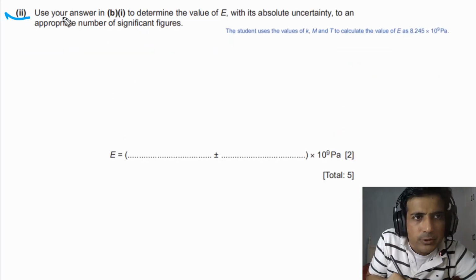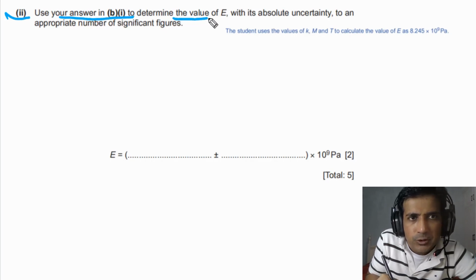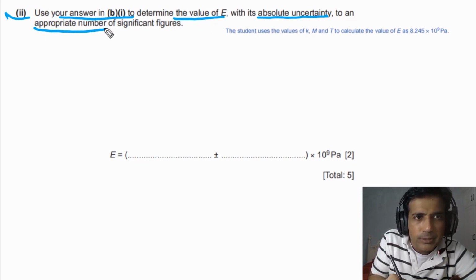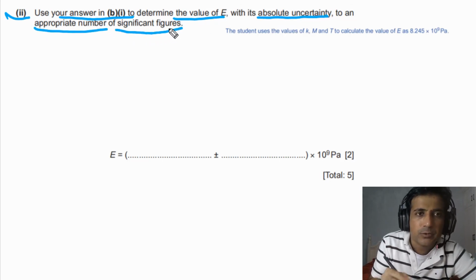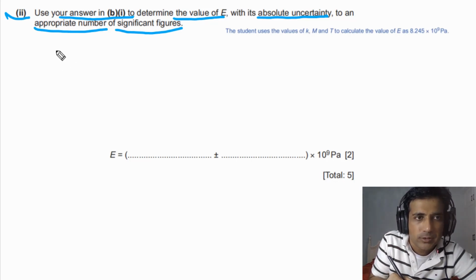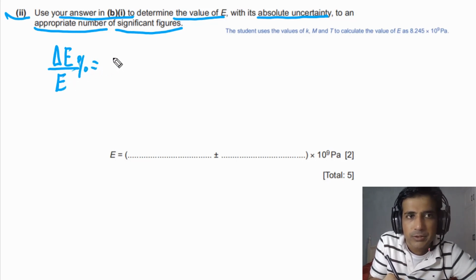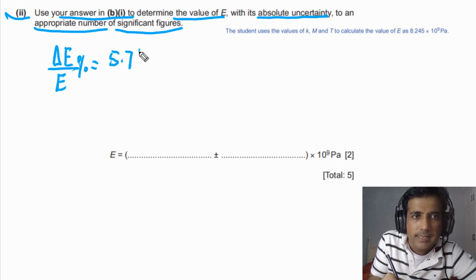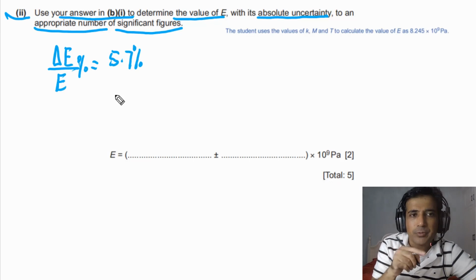For the second part, we need to use our answer from D1 to determine the value of E with its absolute uncertainty to an appropriate number of significant figures. So very important one. You need to take care of significant figures in this question. If you will not take care of significant figures, you will lose 1 mark. So let's try to understand how we can answer this question. In part B1, we have calculated delta E by E, the percentage uncertainty, which was equal to 5.7%.